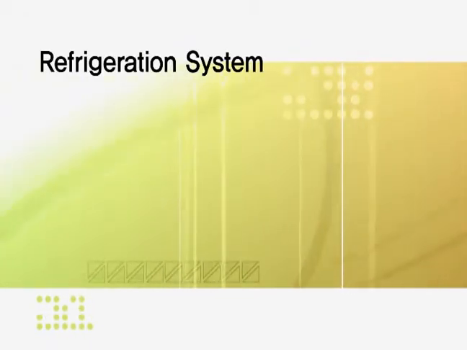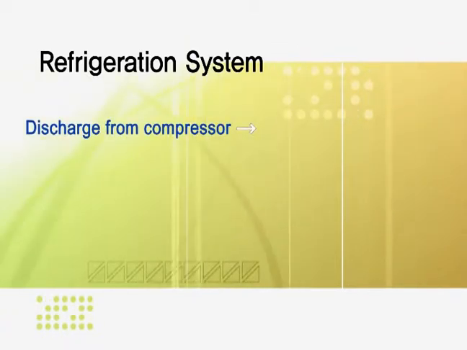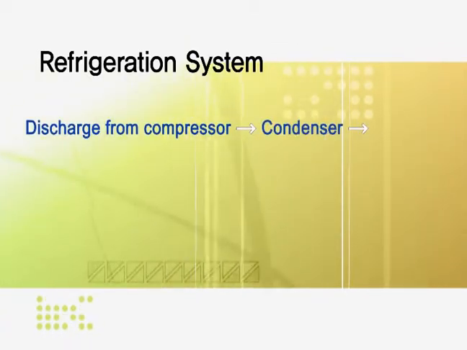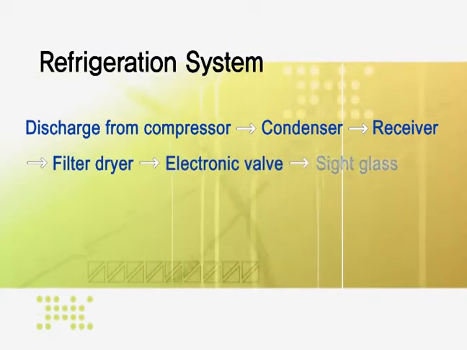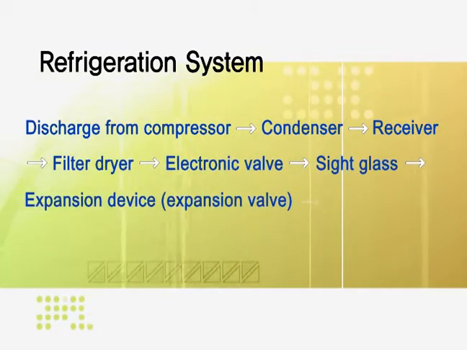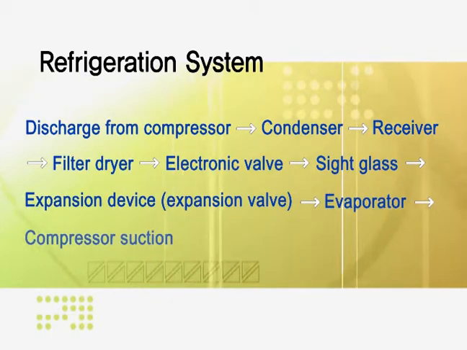The flow is discharge from compressor, to receiver, to filter dryer, to electronic valve, to sight glass, to expansion device or expansion valve, to evaporator, to compressor suction. I will explain each part one by one.